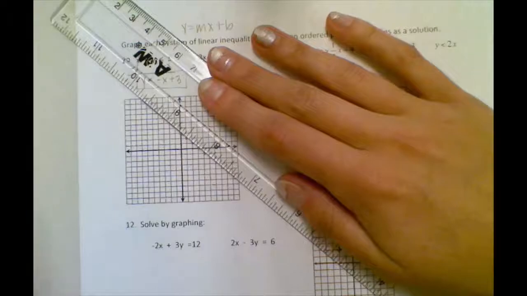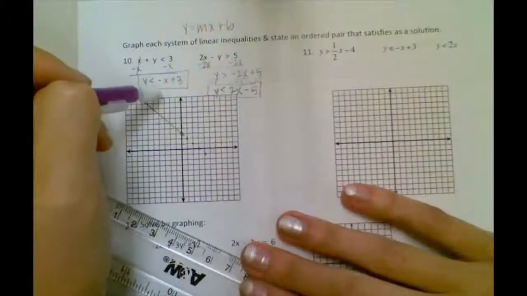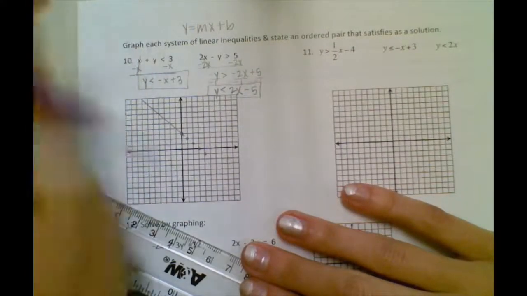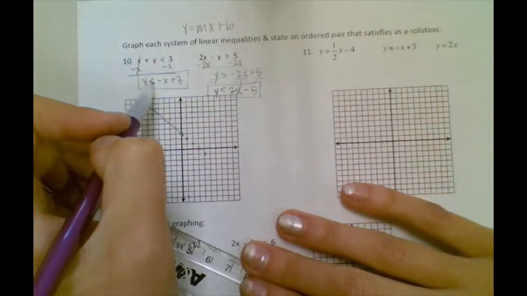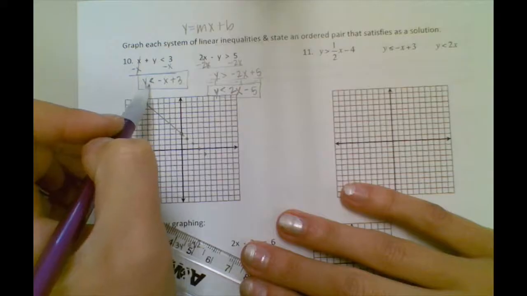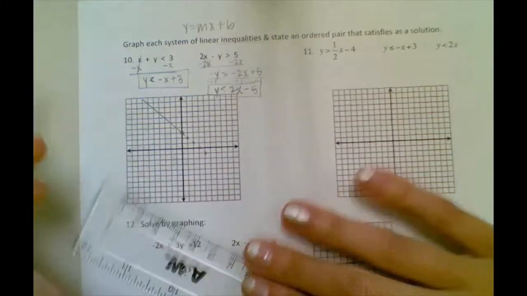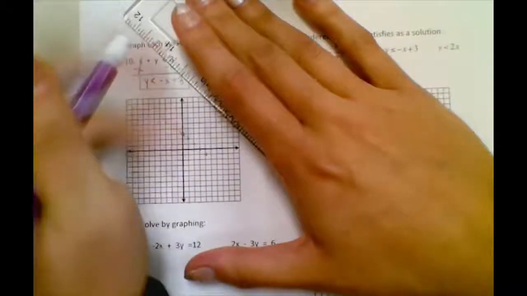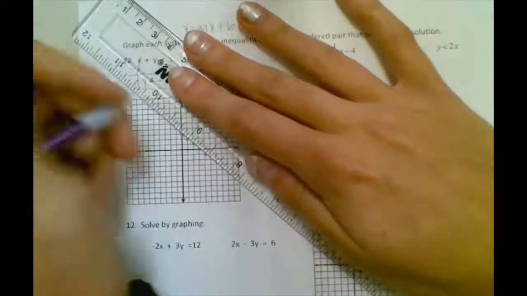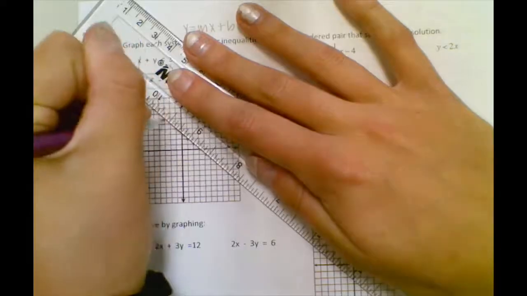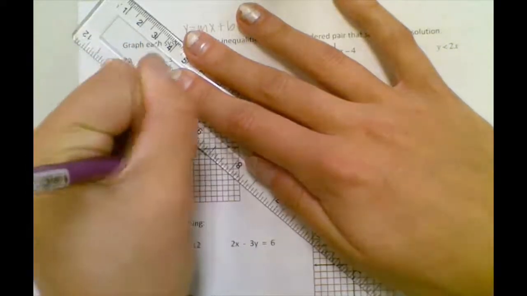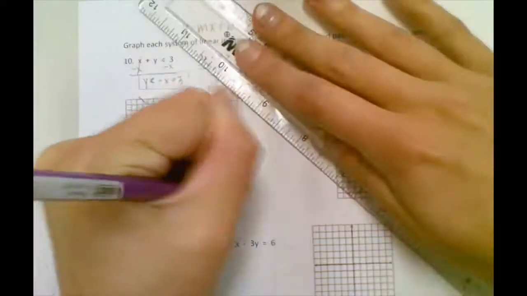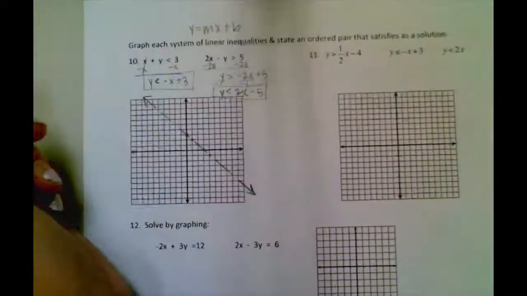Oh, wait. Remember, on the system of linear inequalities, if there is no equal to sign under there, this is a dashed line. So I'm going to go back and make sure I make this dashed as I draw it here. Okay, so there's my dashed line.